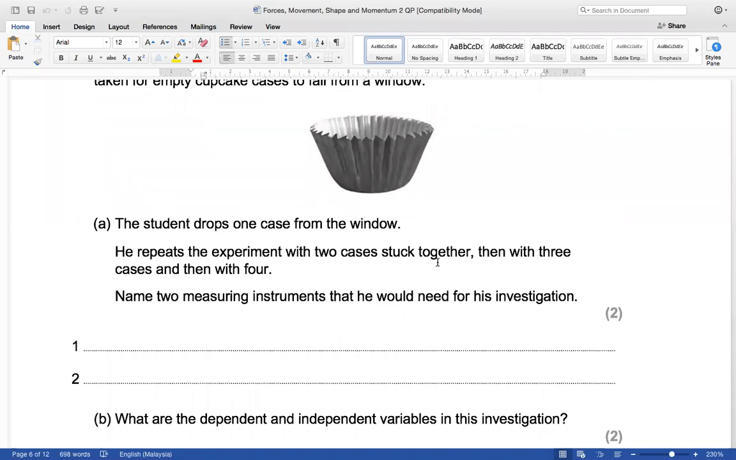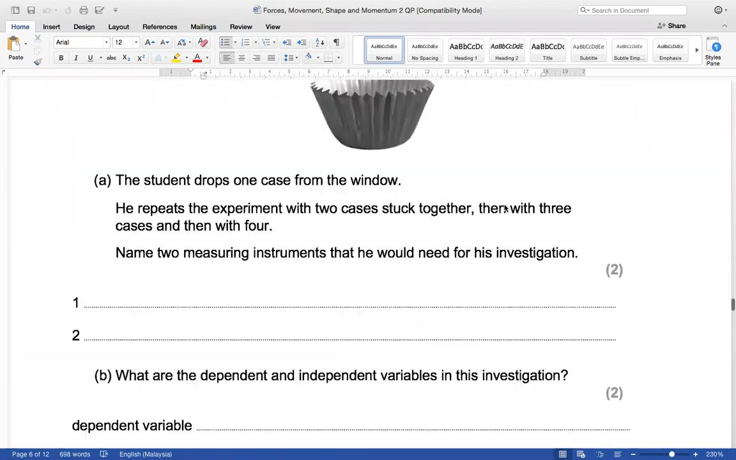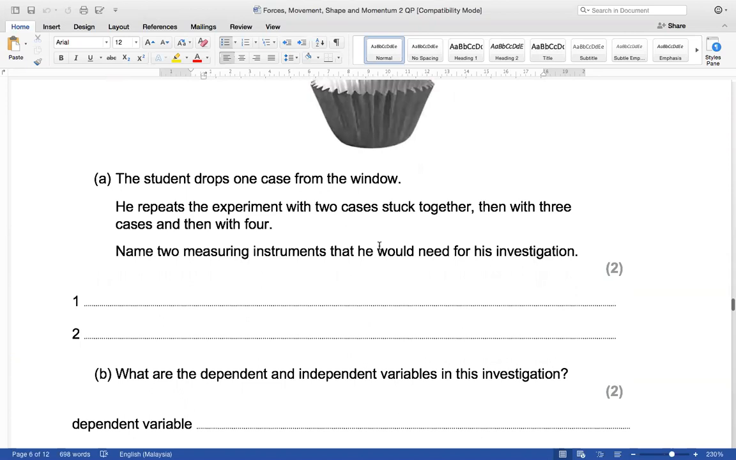So of course, when you increase the number of cups stuck together, you're increasing what? Mass. The mass, which is stated here, different falling masses. Name 2 measuring instruments that he would need for this investigation.